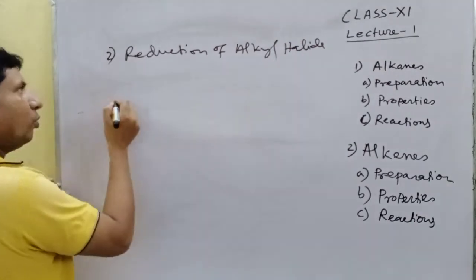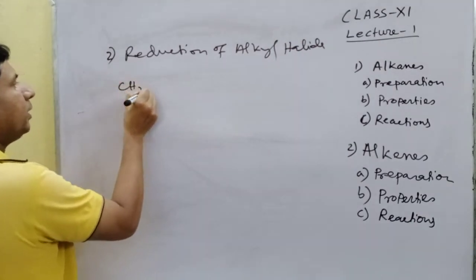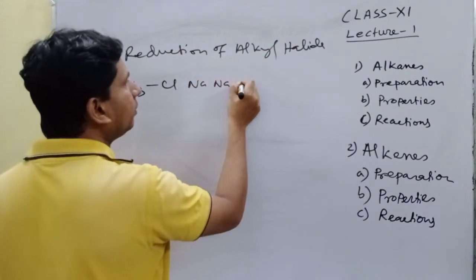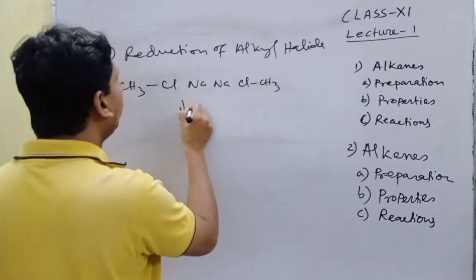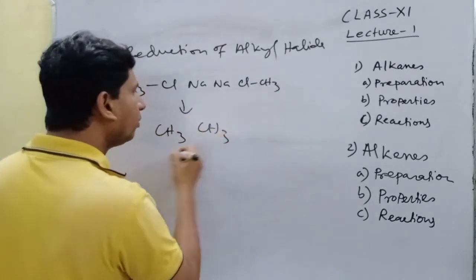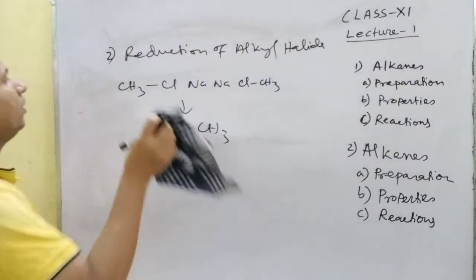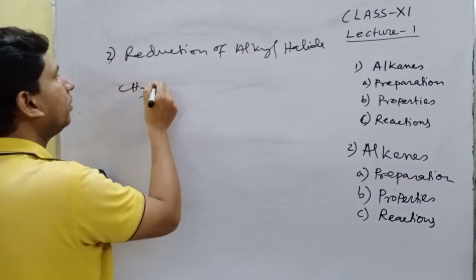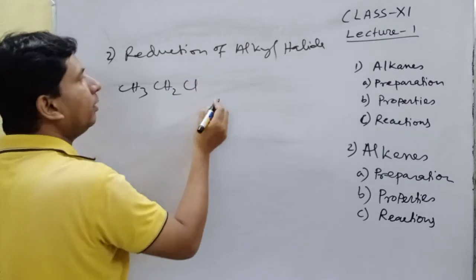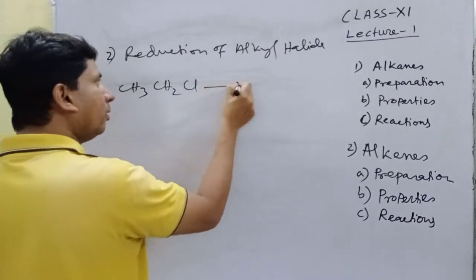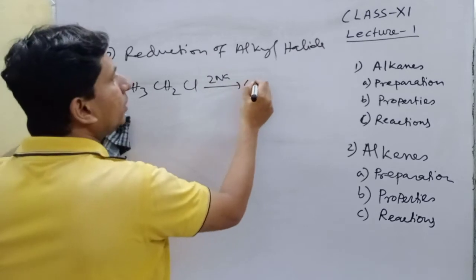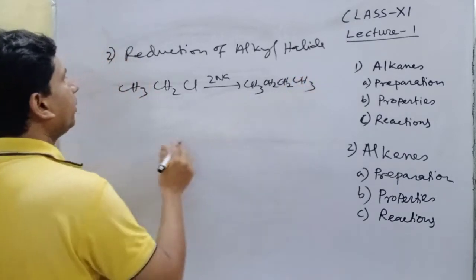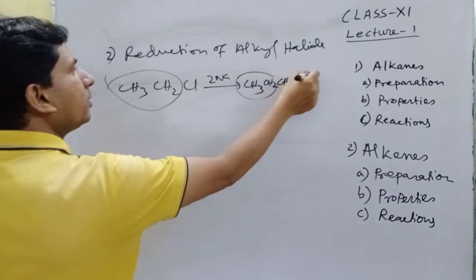Now from the Wurtz reaction, we can say that CH3Cl with Na and Cl CH3, then we will get CH3-CH3, no problem. But if we do CH3CH2Cl, then with 2 sodium, we will get CH3CH2, then again CH2CH3, double containing. This is R, and this is another R.